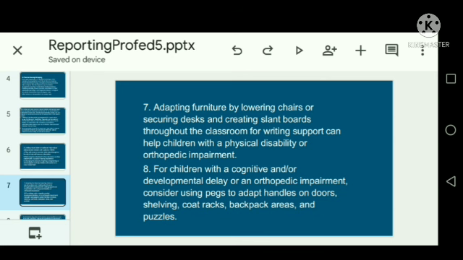Okay? Number 8 is for children with a cognitive or development delay or an orthopedic impairment, consider using pegs to adapt handles indoors, shelving, coat racks, backpack areas, and puzzles. So these are that you need to kuanpod kanang you need to do nga naapod sa classroom so that especially katong mga bata nga developmental delay. So of course, makaapa sila sa labi na sa pagtuon nga kauban ang uban nga mga bata with different special needs.